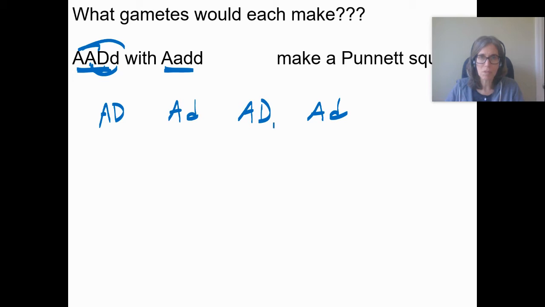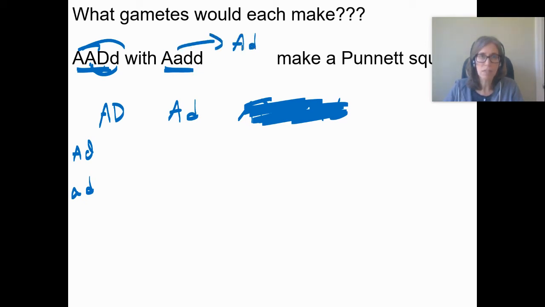So I can make a huge Punnett square if I feel like it, but I really don't have to, which is kind of nice. And then for this one, I'd get a big A and a little d, and a big A and a little d again, and then a little a and a little d. I can FOIL the whole thing out if I want. So this one's gametes would be, first, big A, little d. Outer would be big A, little d. Inner would be little a, little d. And then last would be little a, little d.